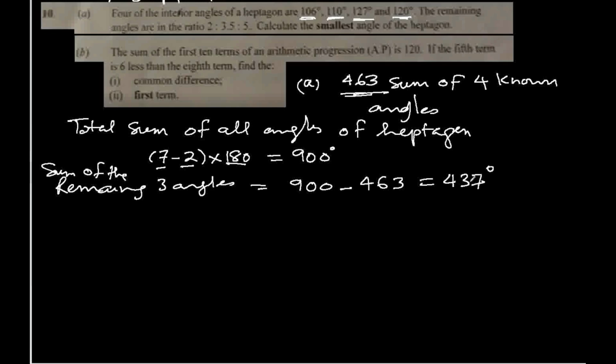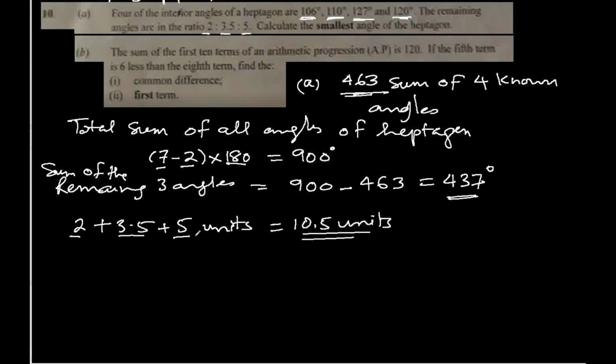degrees. Now this 437 is to be distributed in the ratio of 2, 3.5 and 5. So we have 2 ratio, 3.5 ratio, 5. I am adding them because this will give us the number of units we have in total. So it will be how much? 10.5 units are there, made up by these 3. Let's see what is the value of 1 unit.